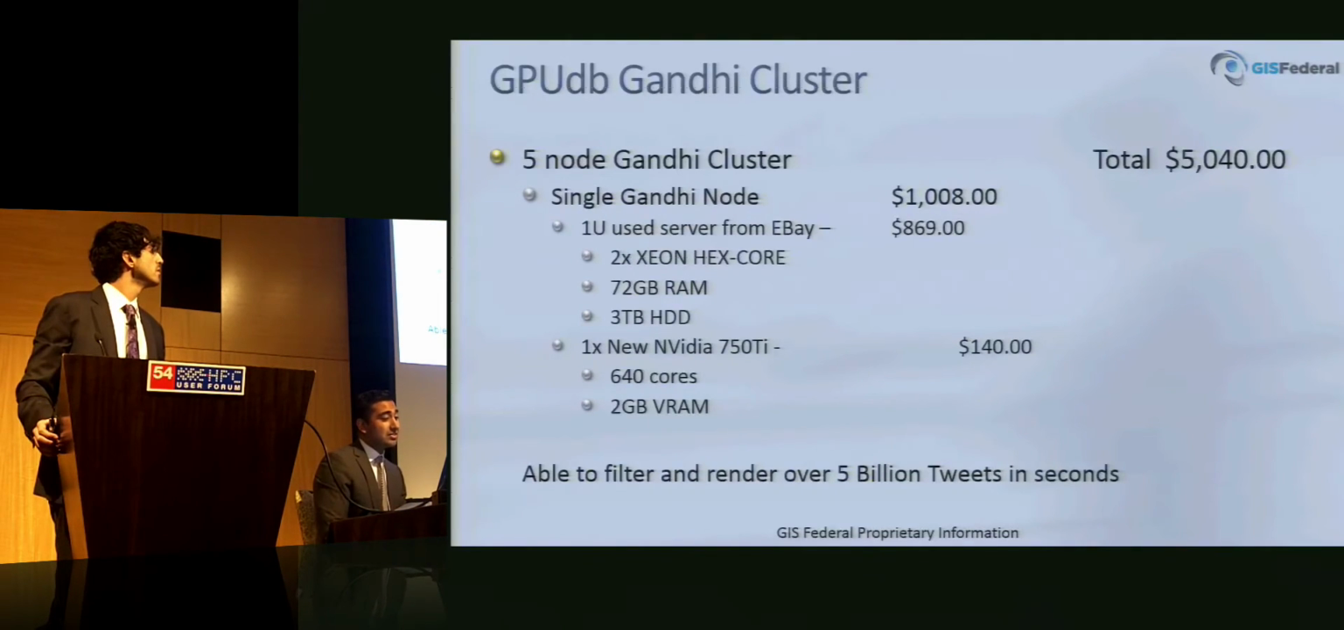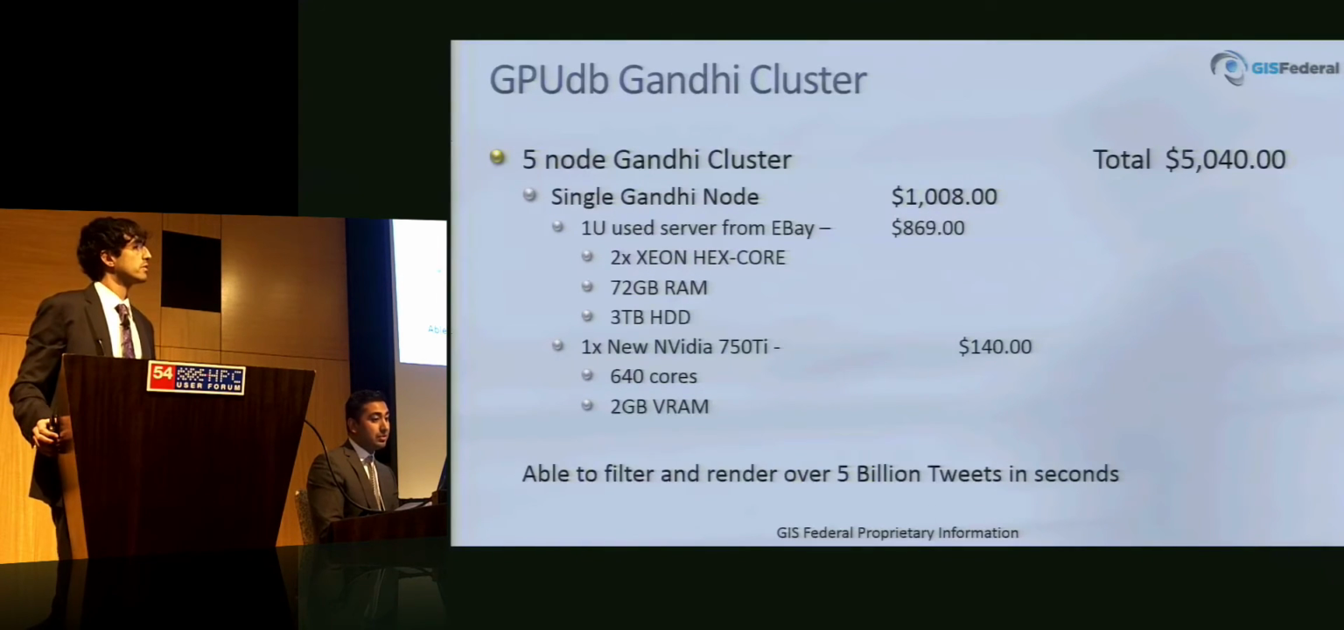We call this the Gandhi cluster. Basically, we purchased 5 nodes, so we have 5-node clusters, and we have racks as well. We bought used hardware to begin with. It was $870 and 72 gigs of RAM. We like servers with a high degree of RAM, and then we augmented them with a 750 Ti NVIDIA card, which cost $140. These are consumer-grade cards. These aren't Teslas. They're not even the K20s or the K40s.